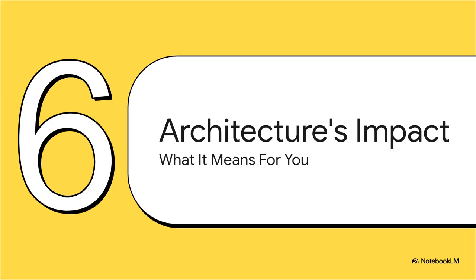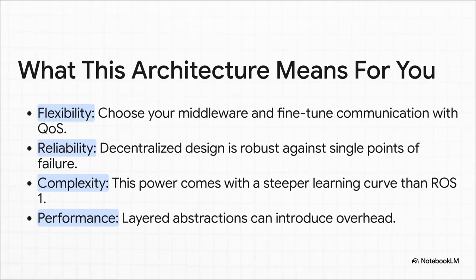All right, we've gone pretty deep into the stack, so let's pull back up for a second and talk about what all this architectural detail actually means for you, the developer, in your day-to-day work. What it all boils down to is that ROS2's design is a series of very deliberate trade-offs. On one hand, you get this incredible flexibility. You can choose your middleware, you can fine-tune communication for extreme reliability using something called QoS, or quality of service, and the decentralized design is super robust.